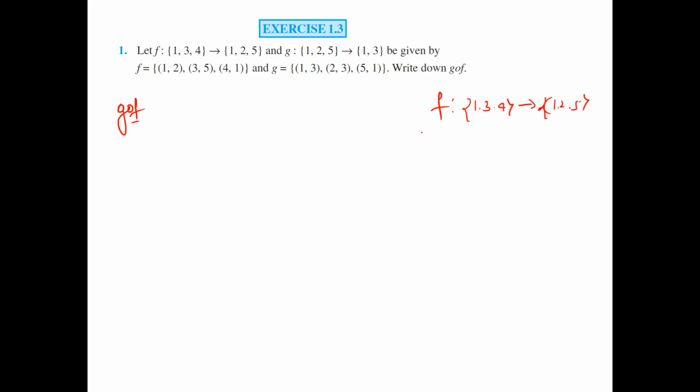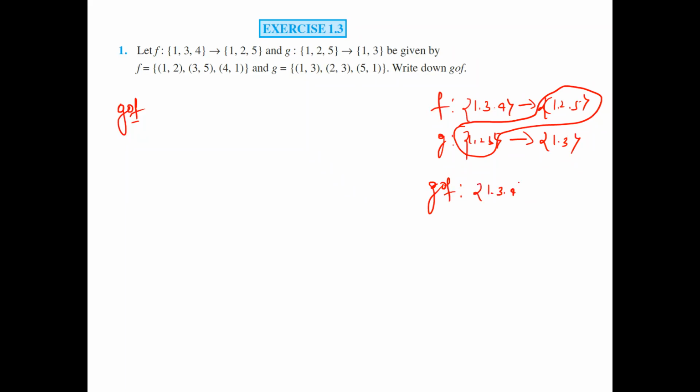Next, G is a function from {1, 2, 5} to {1, 3}. So these two are same. So whatever the G composition of F value is possible, {1, 3, 4} to {1, 3}. So I have to substitute {1, 3, 4} and your answer will get the {1, 3} only.